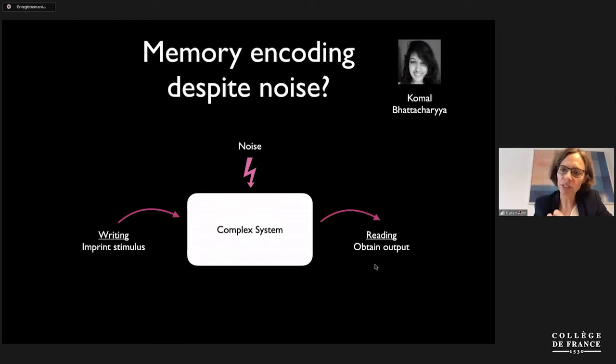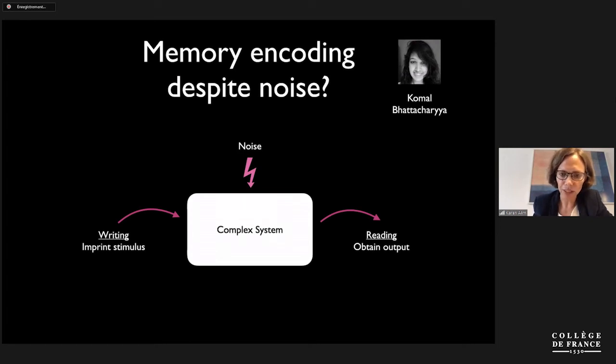But now in a theoretical model, we can actually do it, right? We can write different stimuli starting with the same initial condition and ask how they impact the memory formation process. And this is now work of my PhD student, Kamal Batakhaya.